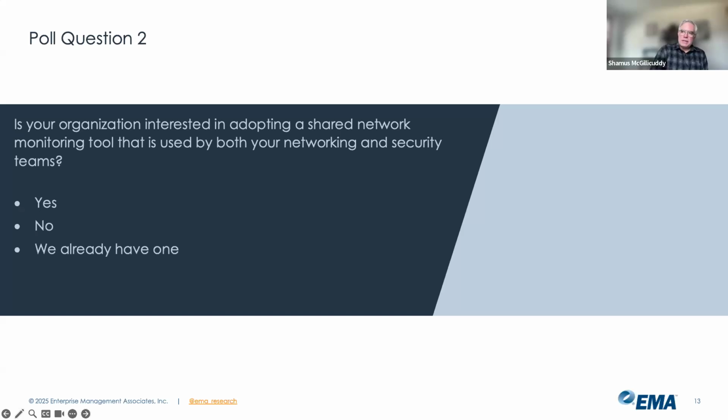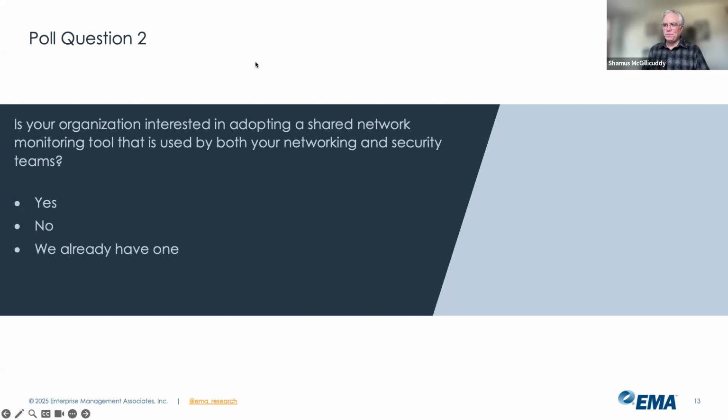So I'm going to ask another poll question here. Is the organization interested in adopting a shared tool for use by both your networking team and security team, a network monitoring tool? Yes or no, or you already have one in place? Let's give you a few seconds to answer that one. Okay, wow, all right. So 75% said we already have one, 25% said yes. So no one is not interested. That's cool.